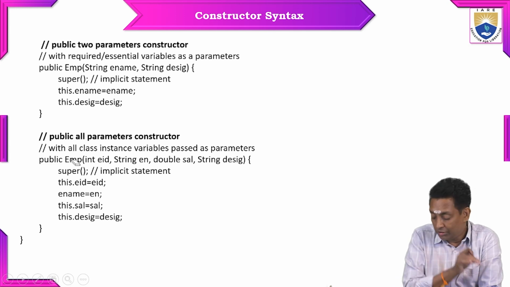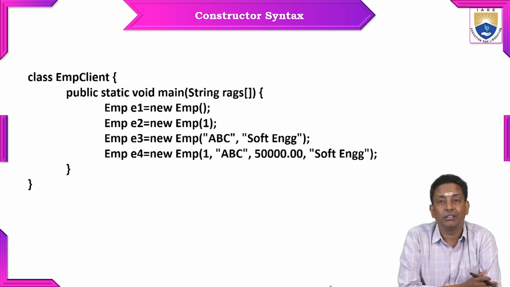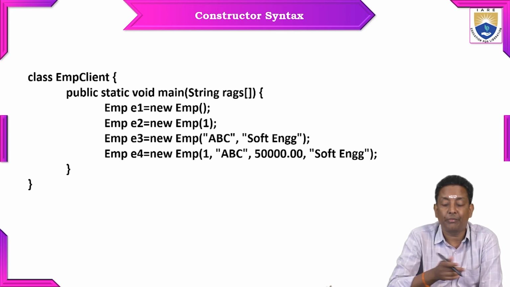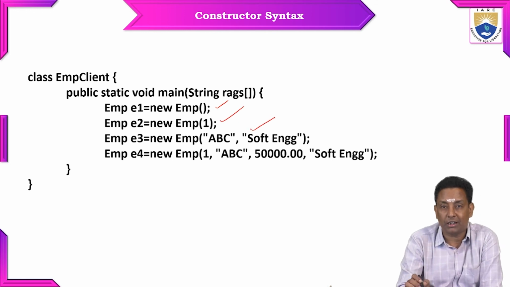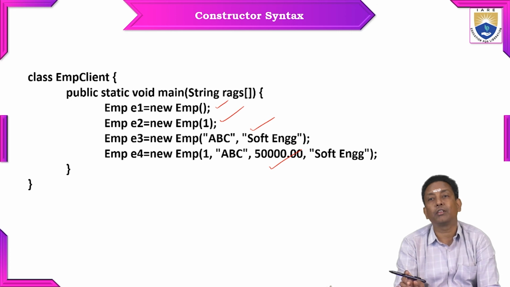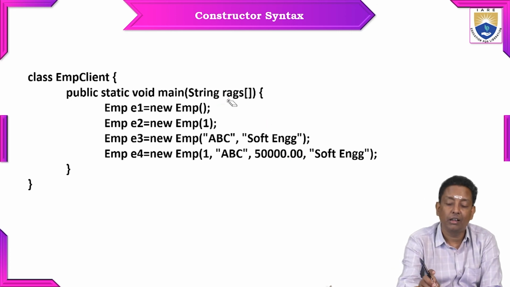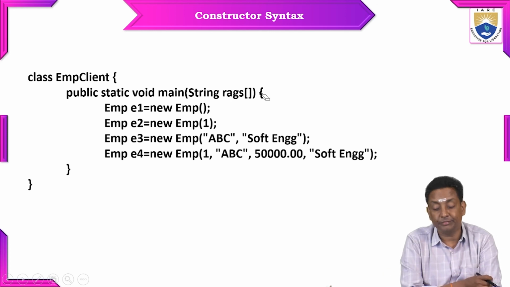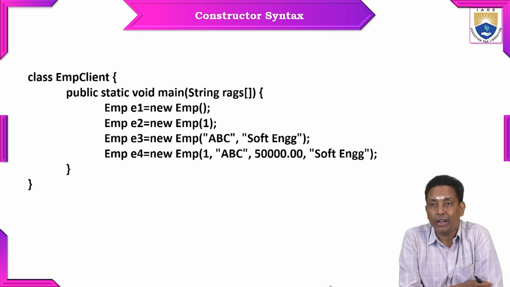This is how 4 constructors are written, and then this is a client program. In the client program, we created the employee class object with a no argument constructor, a single argument constructor, a 2 argument constructor, and then a 4 argument constructor. After creating the object, the employee object may call any number of methods as well. So this is how we ended the constructor syntax session.